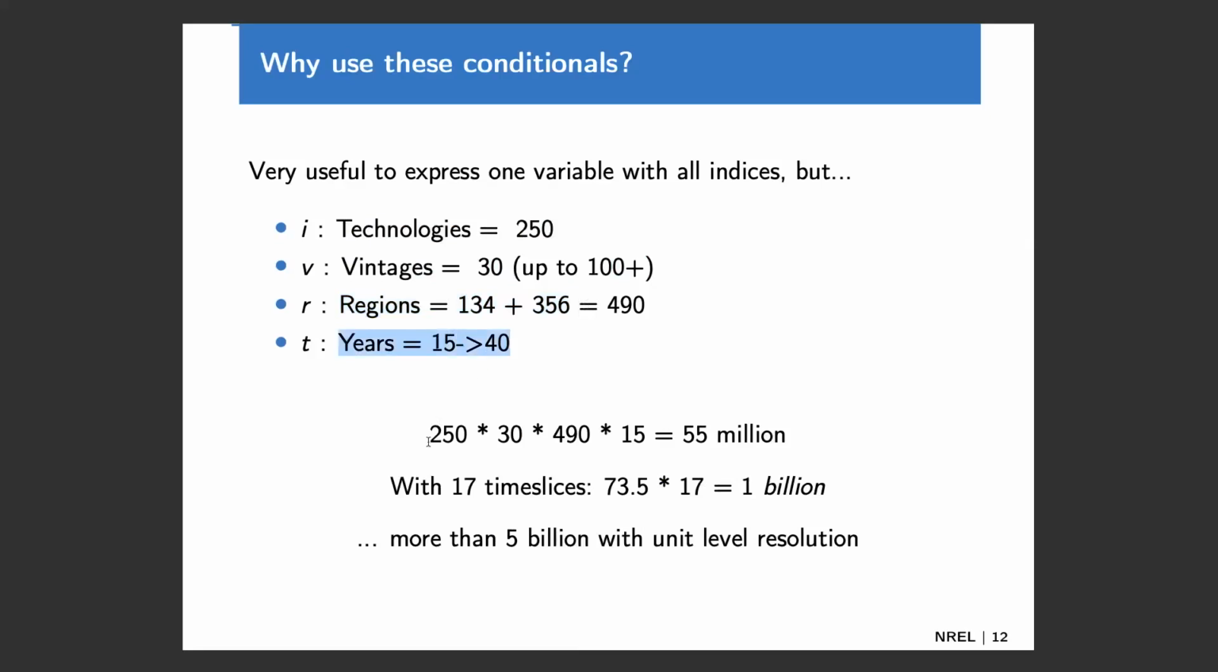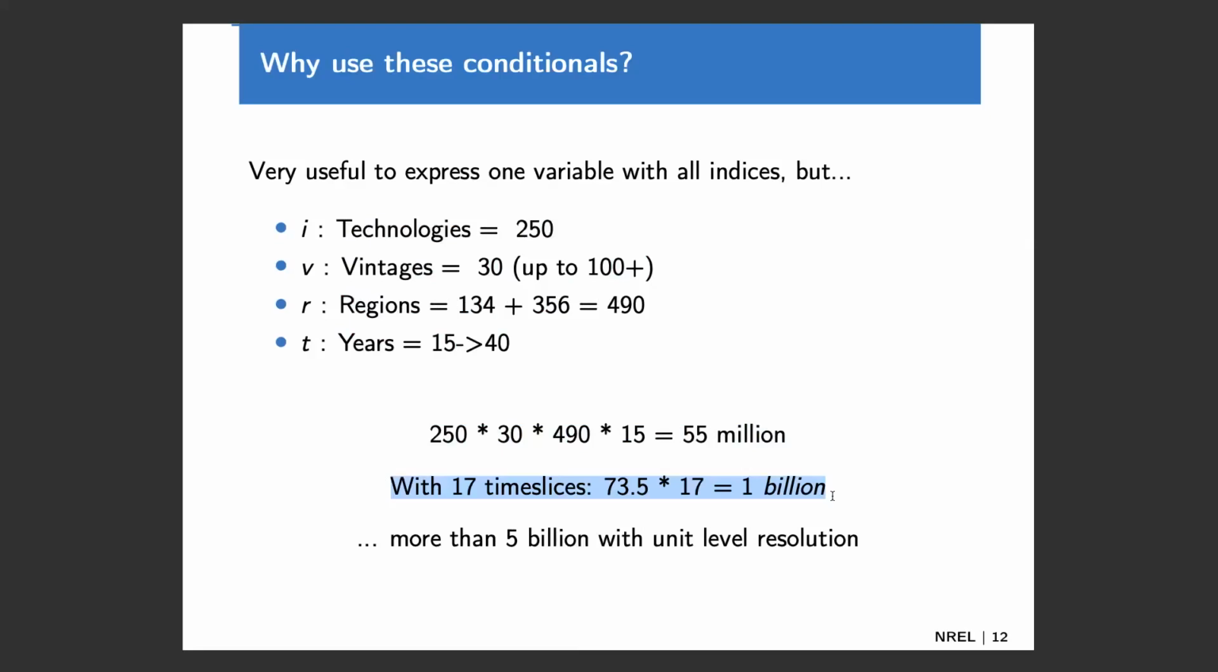Now, if I take all the permutations, even at the lower end, for just the capacity variable, I times V times R times T, I easily have 55 million variables. If I'm looking at the generation set, I have 17 time slices, and I can get up to 1 billion variables very quickly, whereas I don't necessarily care about combinations of I, V, R, T that I don't want to model.